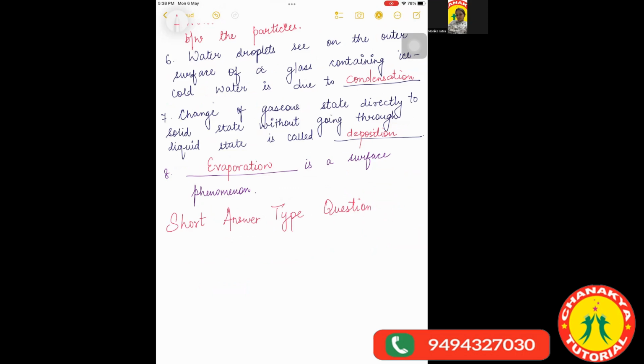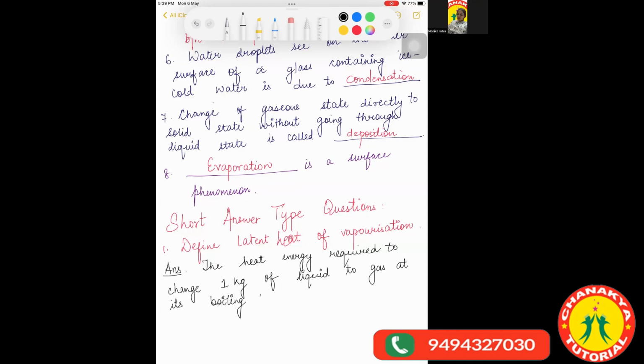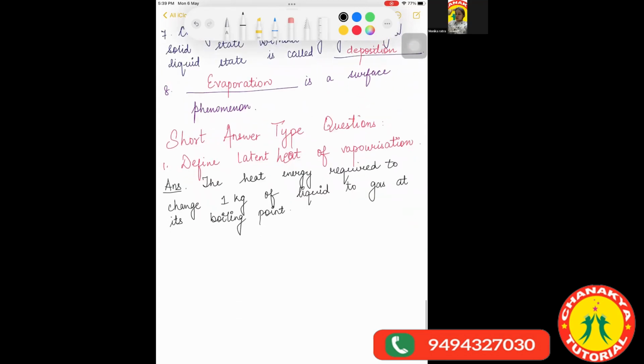First question. Define latent heat of vaporization. Jitendra. The amount of heat energy required to convert 1 kg of liquid into gas at atmospheric pressure. Yes, and at what temperature? At its vaporizing point. At its boiling point. Very good. So the heat energy required to change 1 kg of liquid to gas at its boiling point is called latent heat of vaporization. Fine, children.